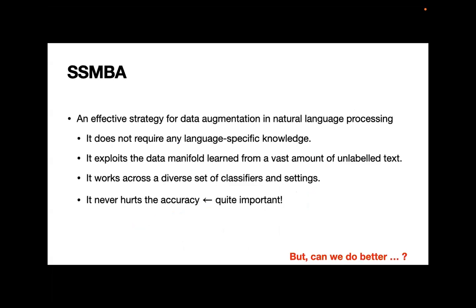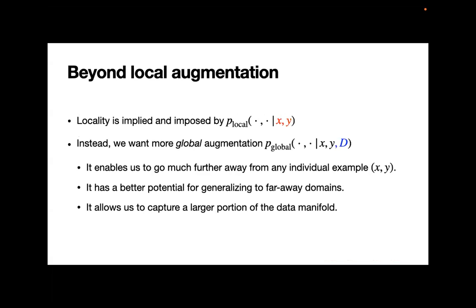What if we don't want to do the data augmentation in this very, very local way? The data augmentation that we just talked about is such that P local, this local distribution, is conditioned on an individual example. Is that actually enough? Can we do better? What if we can do a bit more global augmentation? We're going to look at not only the individual example, but also take into account the entire training set that we have, and try to capture a larger portion of the data manifold as opposed to just looking at a single example and its small neighborhood.